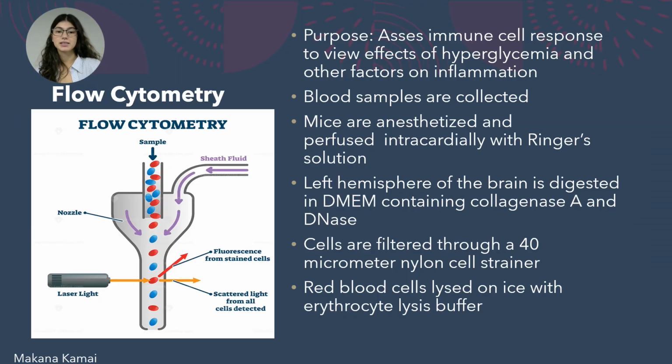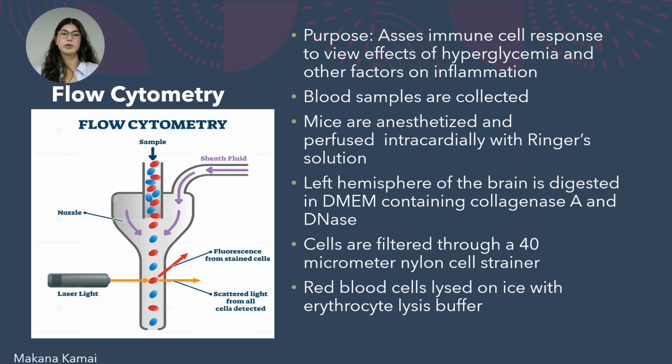I'm going to be discussing the technique of flow cytometry. So the overall purpose of this process is that it allows researchers to assess the immune cell response in the brain following a stroke, which is crucial for understanding the effects of hyperglycemia and other factors on stroke recovery and inflammation. So the first step is going to be blood sample collection.